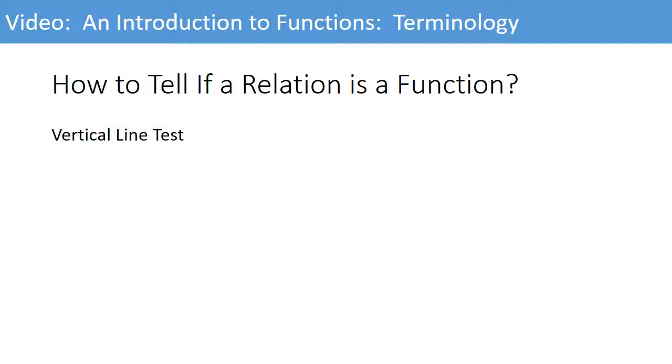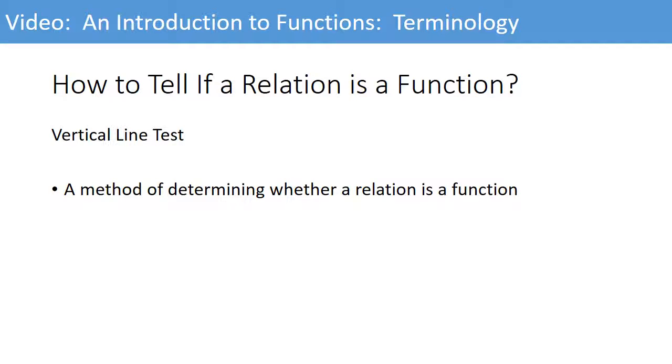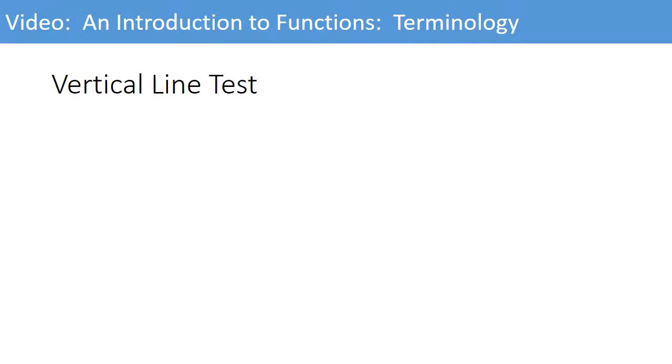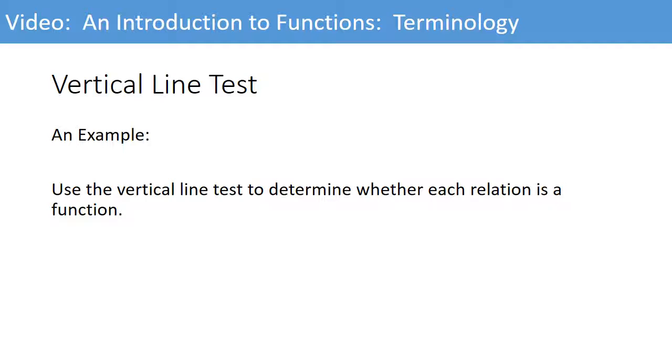What is the vertical line test? It's a method for determining whether a relation is a function. If the vertical line drawn intersects the relation at only one point, then the relation is a function. Here is an example. Use the vertical line test to determine whether each relation is a function. Justify your answer.